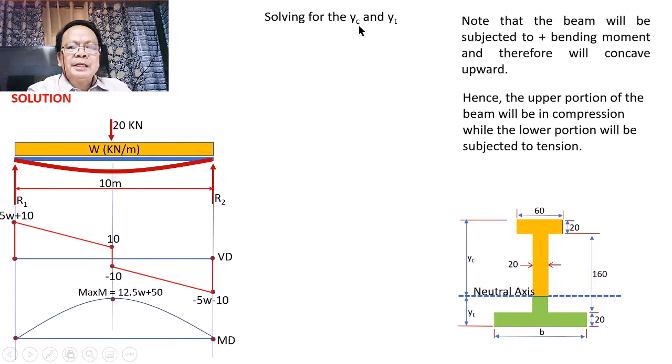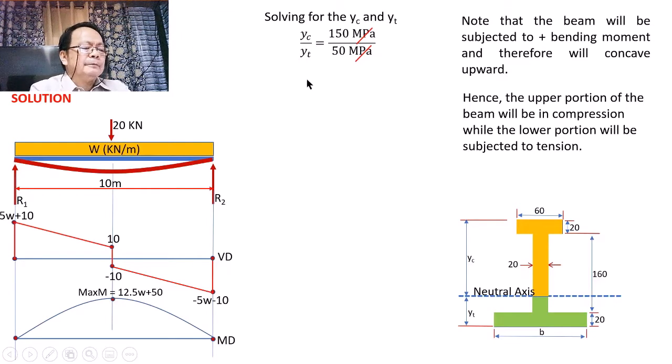Ibig sabihin, the distance of the farthest fiber in compression and the farthest fiber in tension. If we will be applying that concept that the ratio should be proportional to the ratio of the allowable stresses in tension and in compression, then the ratio of y sub c to y sub t must be equal to the ratio of the allowable stress in compression to the allowable stress in tension, which are 150 and 50 megapascal respectively. So in here, yung dalawang megapascal will cancel and these two will also cancel. That becomes equal to 3.